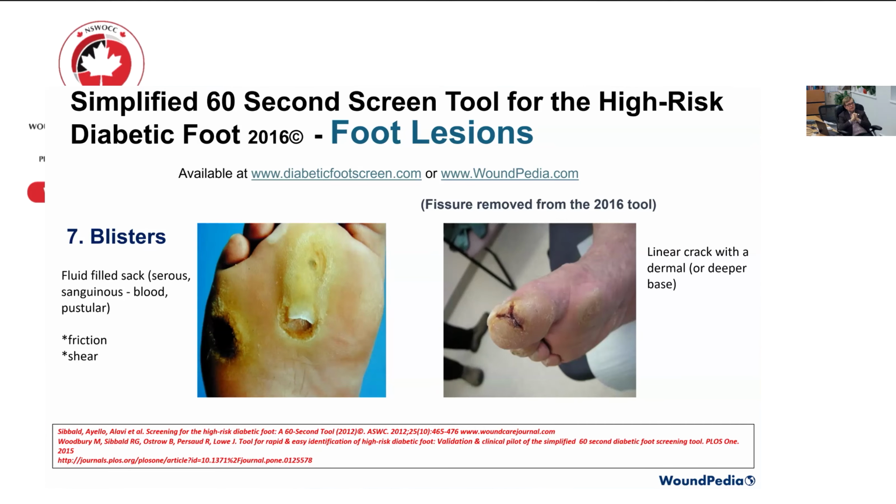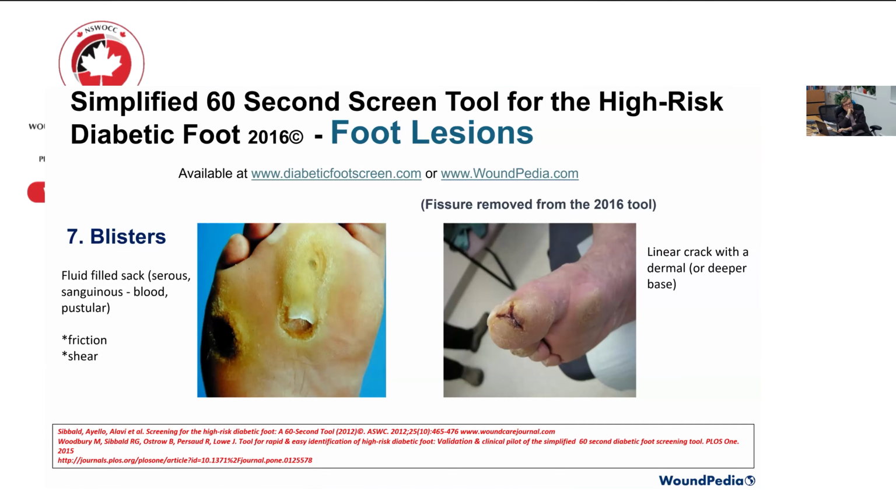So it could be serosanguinous. You always put the most predominant one first and then the second, or seroganguinopustular, meaning there's more serum than blood and less pus than the other two. Friction is when two surfaces rub together, so the foot against the sole of your plantar pressure redistribution device or shoe. Shear is a deep source when the bones move one way and the skin moves another.